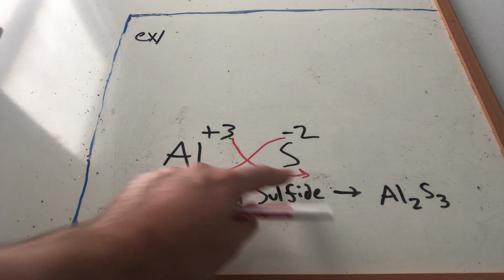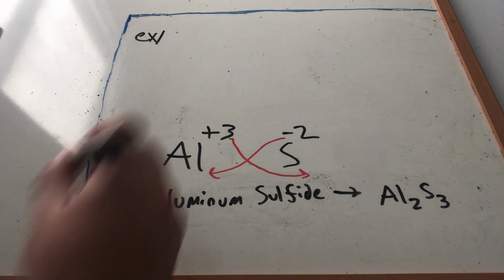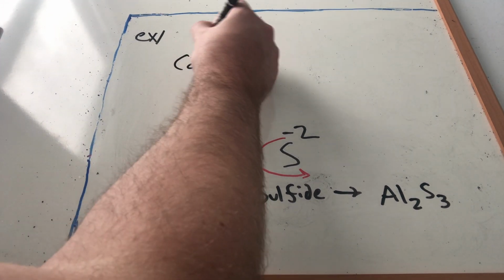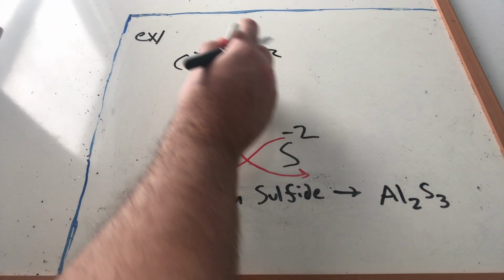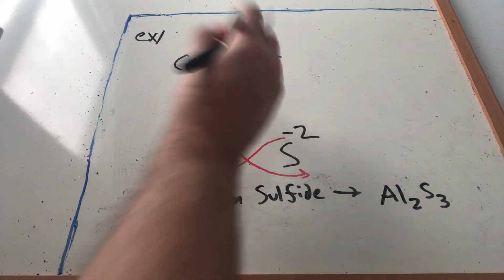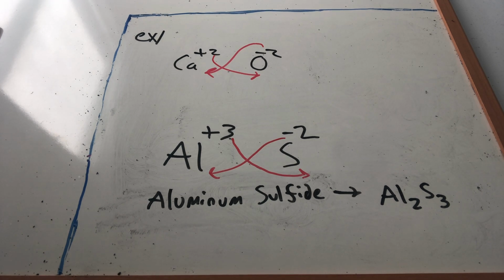The reason I said that this was like the high school way of doing things, you just have to be careful. If you go back to something like calcium oxide, which we did, you don't ever want to write these. It's all about balancing charge. That's the way I like to sort of present it.